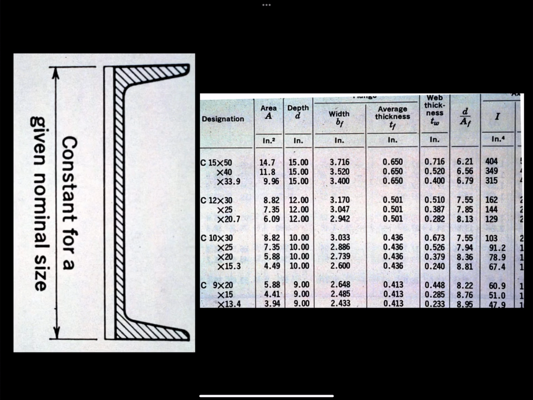Or we can have channels, and these have a C prefix, and these are designated in the same way as W sections. So this would be a C15 by 50, nominally 15 inches tall, weighing 50 pounds per foot. And you can see that each of these channels is made in different weights.